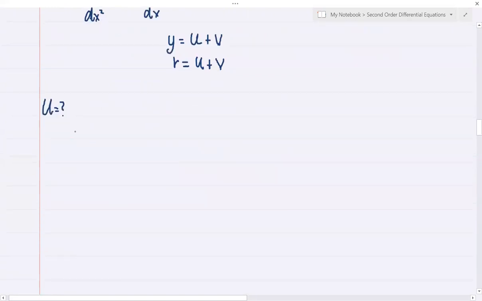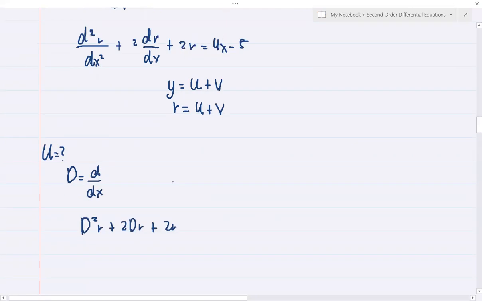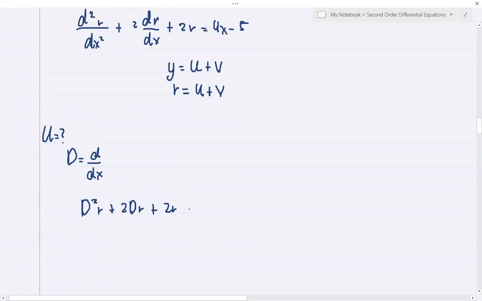Okay, so as always, the way you find your u function is the same way you find the general solution of a second order homogeneous differential equation. So we will substitute capital D for d over dx. So we will have D squared r plus 2Dr plus 2r is equal to 4x minus 5.